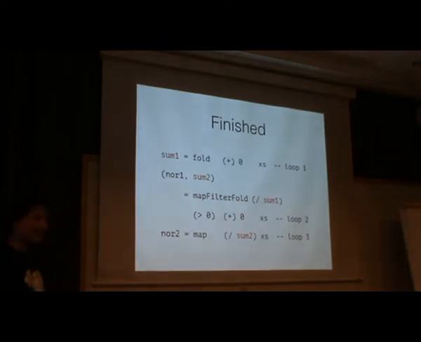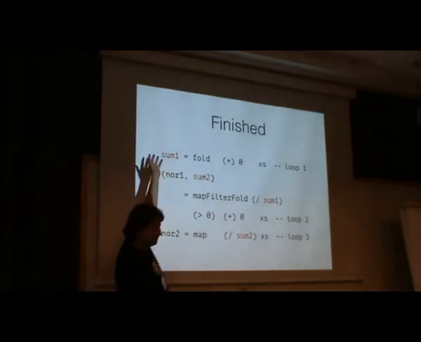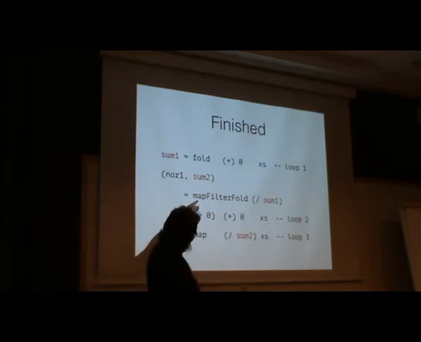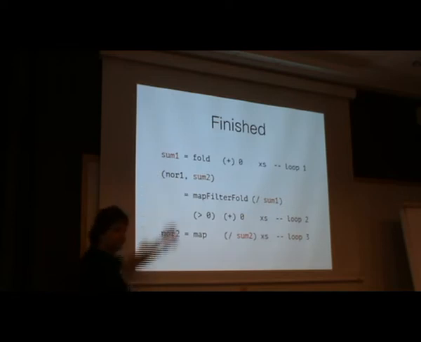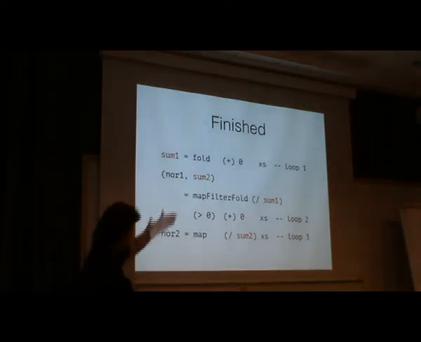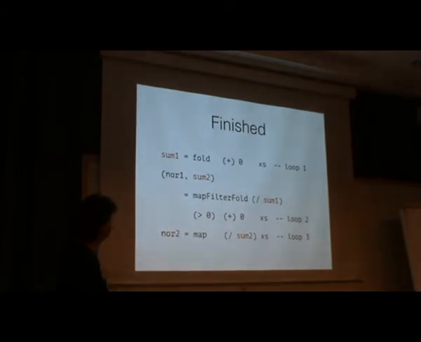But now we're finished. We can't actually produce any more fusion from here, because we've got the output of fold here. Sum 1 is the output of a fold. The thing about folds is you only know the result once you've read all of the input. It's not like an online computation like a map is. And this map filter fold here relies on the sum 1. So we can't fuse them together. And similarly, we can't fuse these together because sum 2 is, again, the output of a fold.